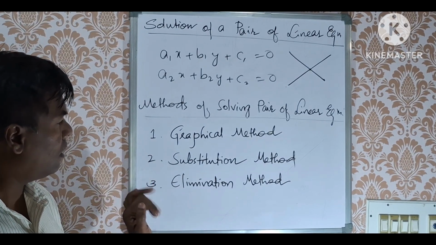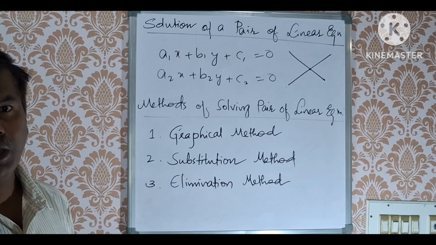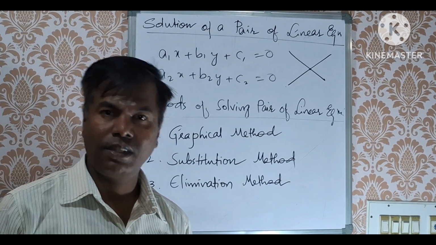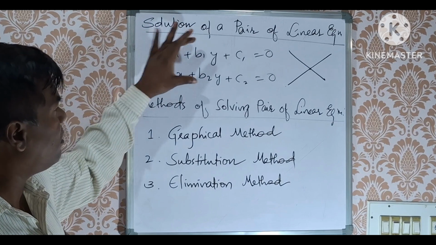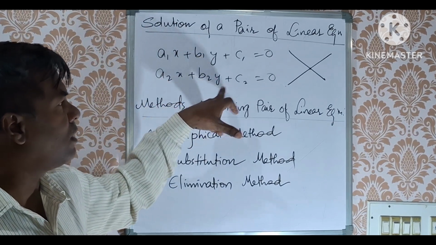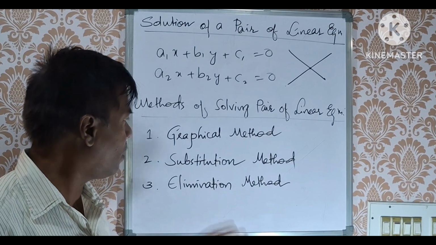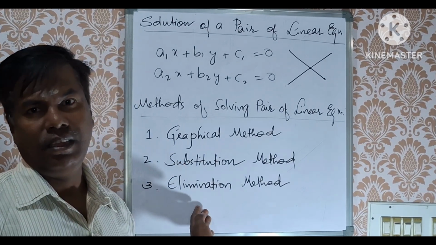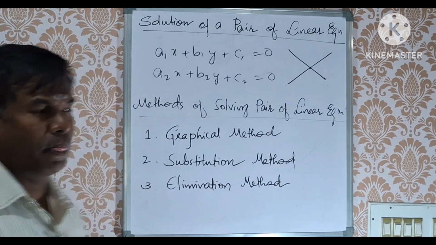That is the substitution method. Another one is the elimination method. Elimination method means one equation is written below the other equation, and one of the common variables is cancelled, and the remaining value of the other variable is found out. That is the elimination method. We will discuss all these things in detail in the next videos along with the problems.